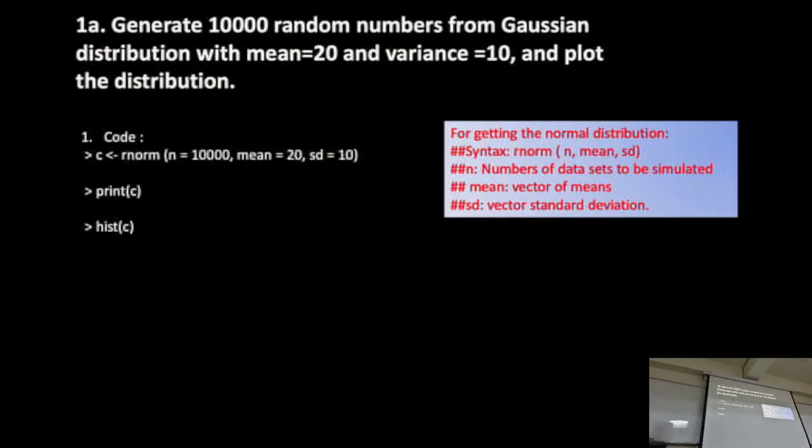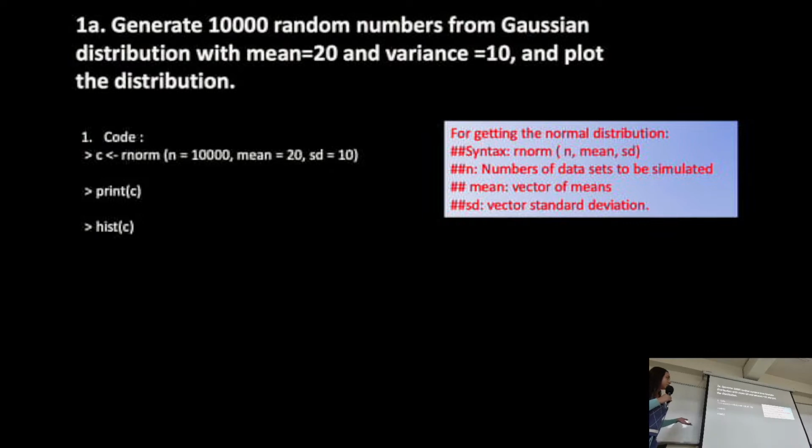So good morning. This is my presentation for second week. First, the question was to generate 10,000 random numbers from Gaussian distribution with mean 20 and variance 10 and plot the distribution. I just use very simple code. I use rnorm for getting the normal distribution, and I use n equal to 10,000, mean, and as it was already mentioned in the question, mean 20 and variance 10.